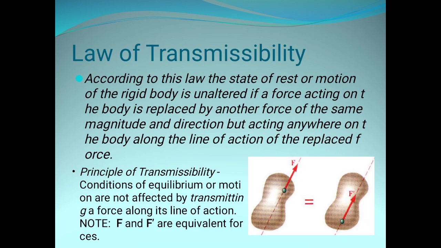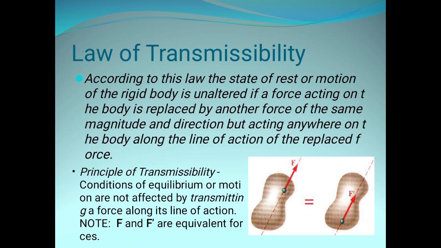Next one is the law of transmissibility. According to this law, the state of rest or motion of a rigid body is unaltered. Unaltered means there is no change in the value of forces, if a force acting on the body is replaced by another force of the same magnitude and direction. When you replace the force by the same magnitude, meaning equal value, for example if the force is 10 Newton, you take another force of 10 Newton of the same magnitude and direction, but acting anywhere on the body along the line of action.